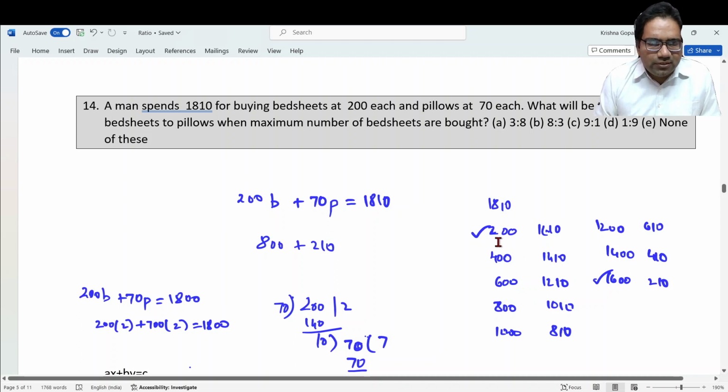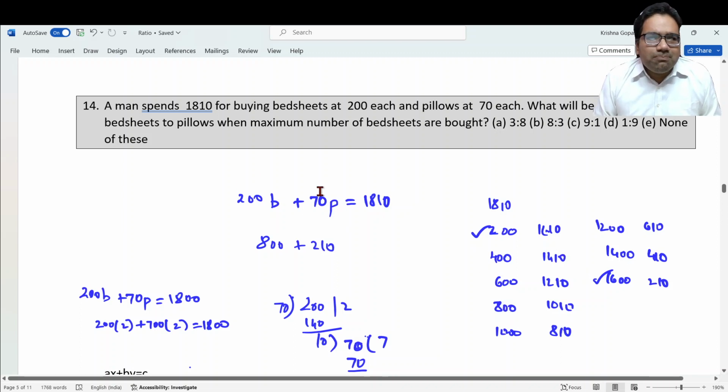If you buy only one bed sheet, then 200, then remaining 1610. 1610, the 70 divides 1610, right? 1610 by 70 is 23. So 23 pillows you can buy. You can't buy half pillow, you can't buy half bed sheet, right?